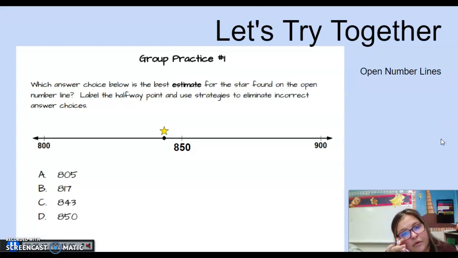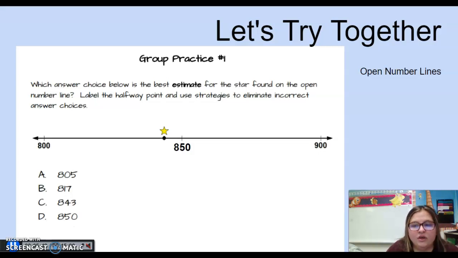All right. So let's try this together. This question says, which answer choice below is the best estimate for the star found on the open number line? Label the halfway point and use the strategies to eliminate incorrect answers. So the word estimate, we need to start with knowing that word. Estimate is like the best guess for what goes in that spot. So if we're looking at the star, if we were to guess the right number that would go there, that's what we want to figure out. If we were to guess it, to assume, to estimate.